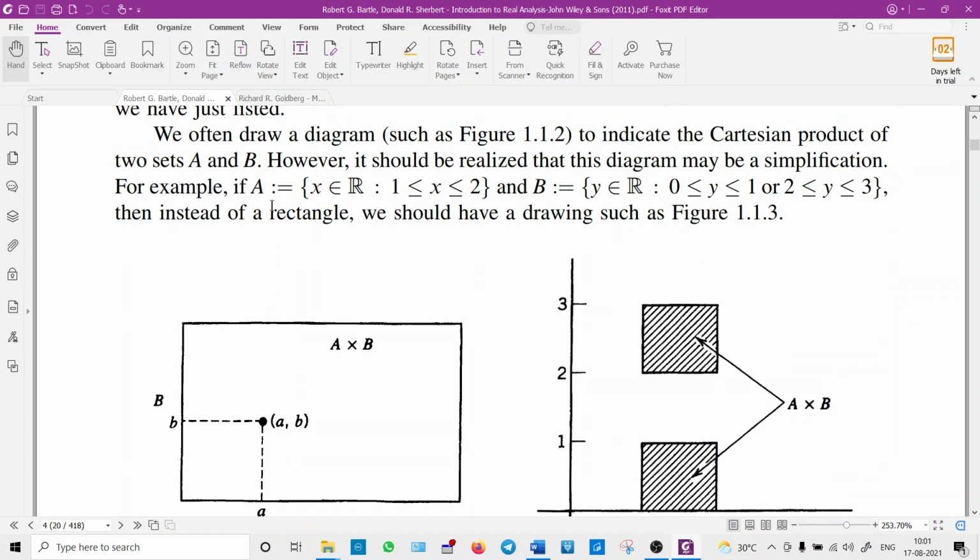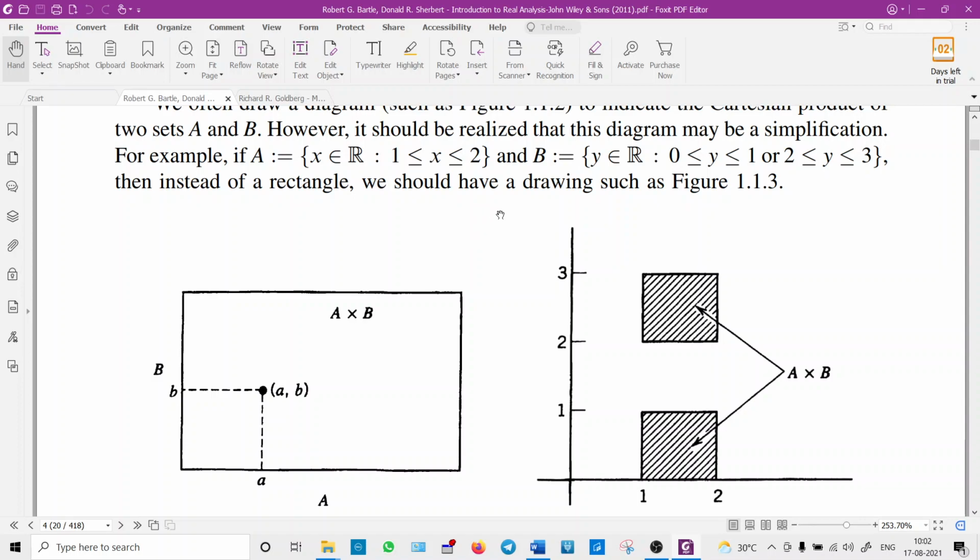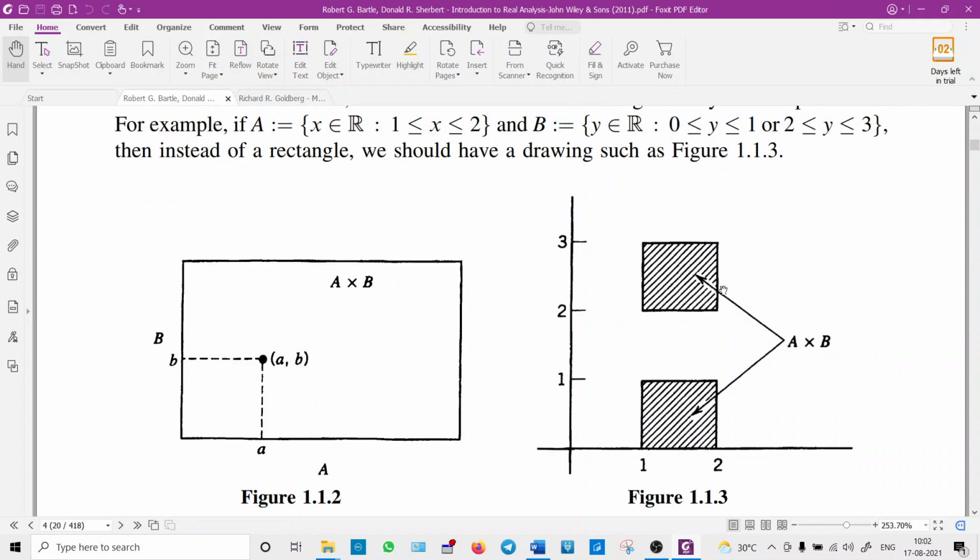This is what we can visualize. What is this Cartesian product? You see, A equals the set of all real numbers such that the real number lies between 1 and 2. So that is A. And what is B? You see the set B, the set of all real numbers y such that it lies between 0 and 1, and there is a break and it starts again from 2 to 3.